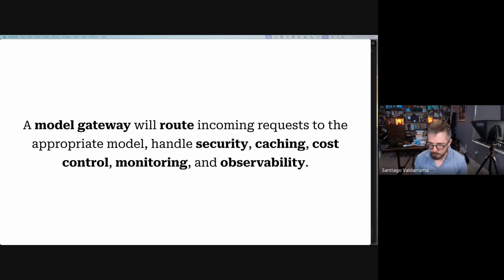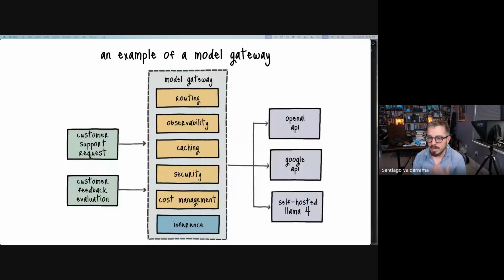The name is probably self-explanatory. This is what GPT-5 is doing now. They have a router, not GPT-5, the model, but ChatGPT using GPT-5, I'm sorry. They have a router internally, and that router will decide when to send your request. Model gateways are more than just routing. You can do all sorts of things there.